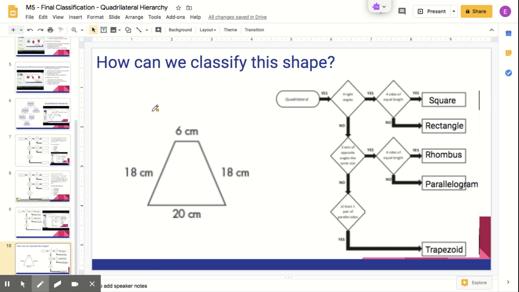So we have to classify this shape right here. I'm going to choose to use this flowchart that we just looked over by looking at the shape and answering yes or no to each of the prompts and questions. And then it'll tell me what shape it is, or what type of quadrilateral more specifically it is. So let's first just take a look.